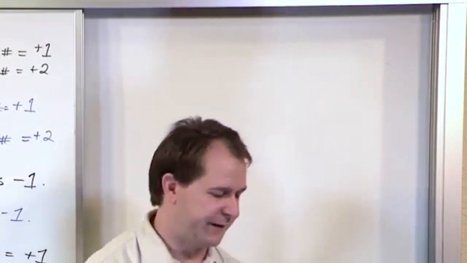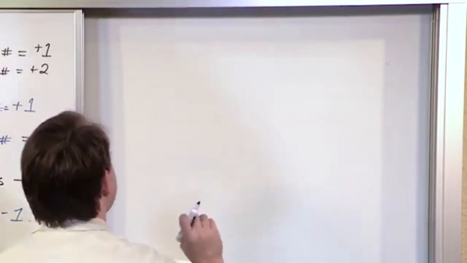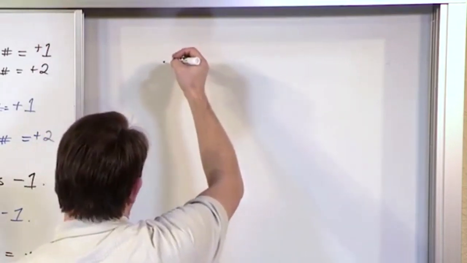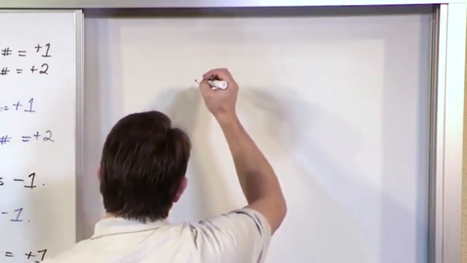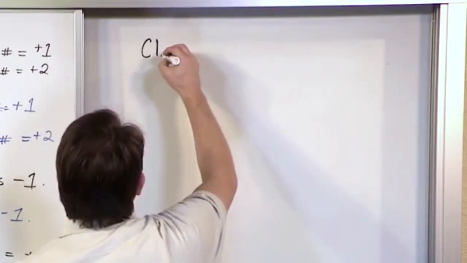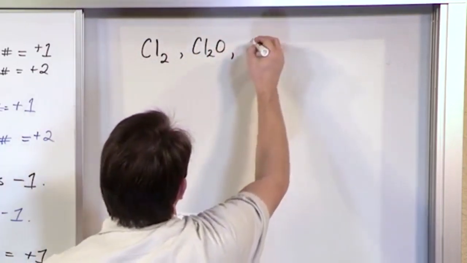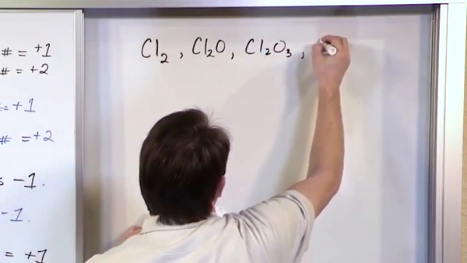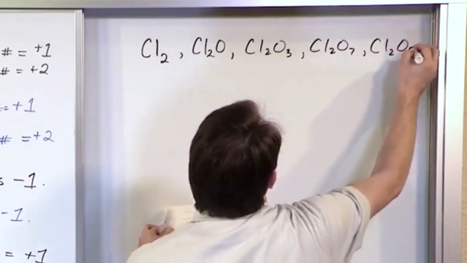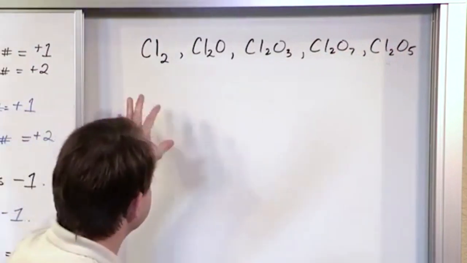Now the next problem is pretty interesting, and I'm doing this on purpose to show you something that I think you kind of understand by seeing a lot of problems, but here we'll drive it home. I want to find the oxidation number of chlorine in the following molecules: Cl2, Cl2O, Cl2O3, Cl2O7, and Cl2O5.